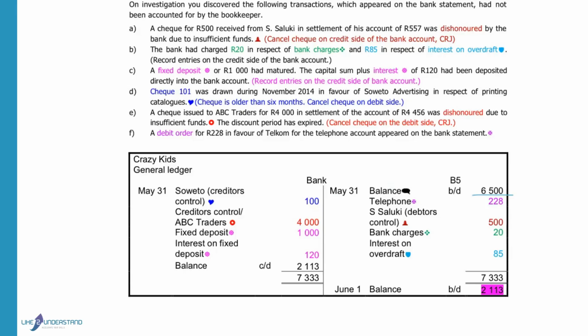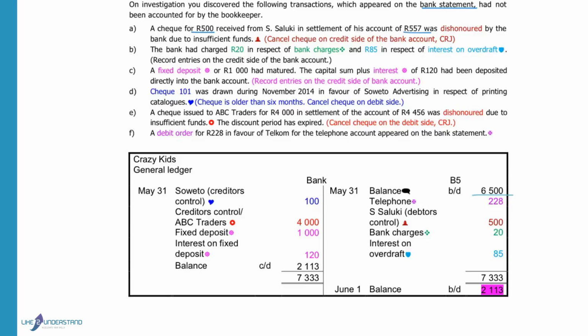On investigation, you discovered the following transactions which appeared on the bank statement but were not completed by the bookkeeper. So if it already appeared on the bank statement, we will not record it on the bank recon. We will only record it in our bank account to indicate that these entries must still be completed in the books of the business. A check for 500 received from Saluki in settlement of his account of 557 was dishonored by the bank due to insufficient funds.